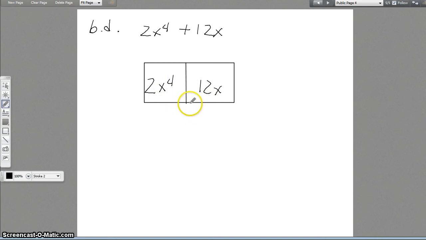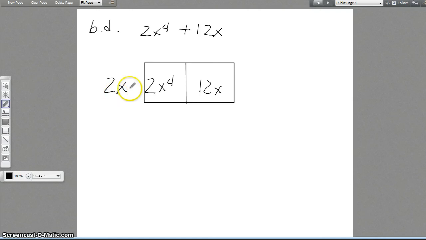Well, when we look at our coefficients, we have 2 and 12. The greatest common factor between 2 and 12 is just a 2. Then we look at our variables. We have an x to the 4th and an x. So we have an x in every term. Our lowest degree of x is just x to the 1st power. So 2x is going to be our common factor.